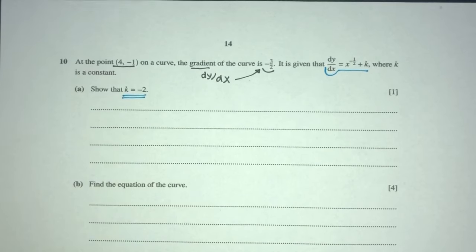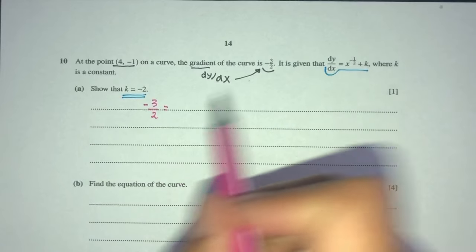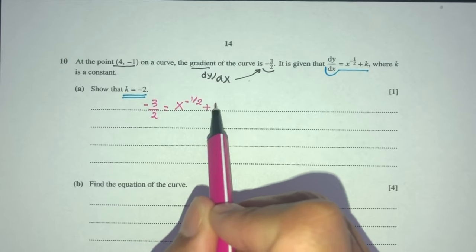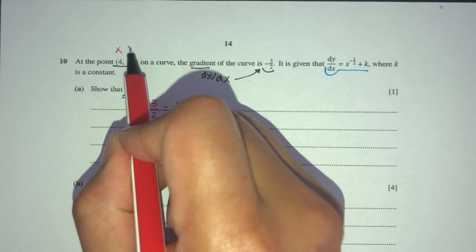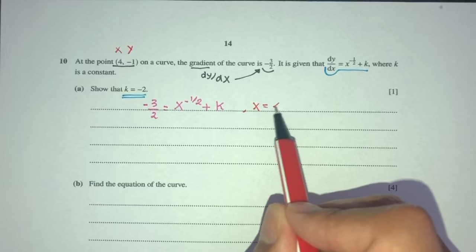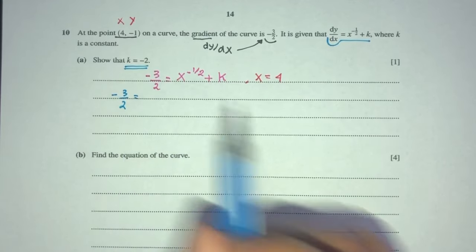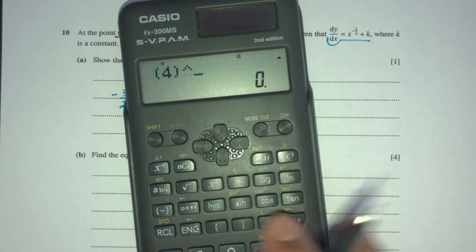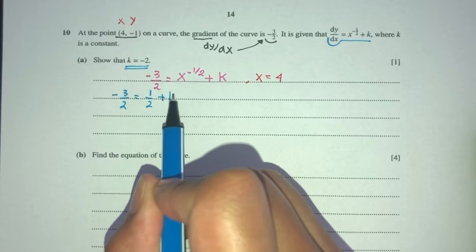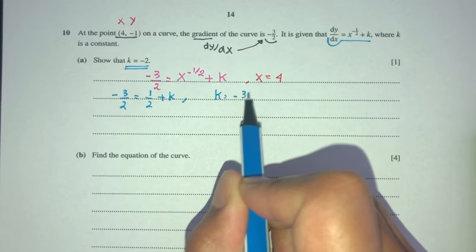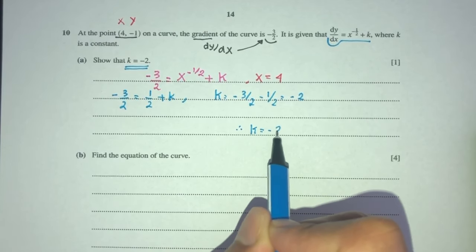So simple. We have this, we know the value is this, so minus 3 over 2 is equal to x power minus half plus k. Now we know this happens at the point 4, minus 1, x and y, so the value of x will be 4. Replace and see what happens. That should be minus 3 over 2. What is x? 4 power minus half is the value of half. Therefore, finally, k has to be minus 3 over 2 minus 1 over 2, which is minus 2. So k is the value of minus 2.